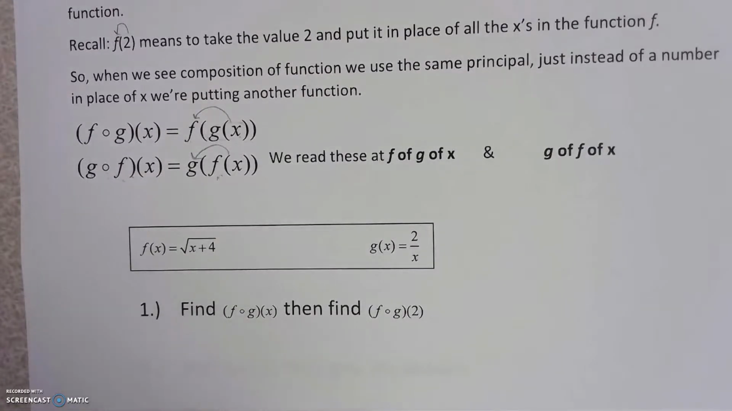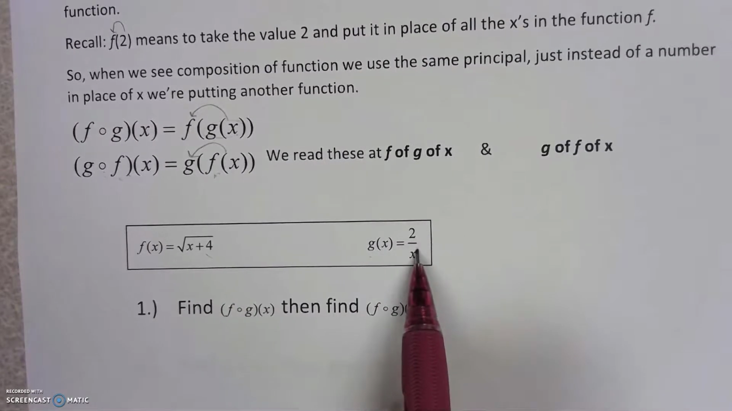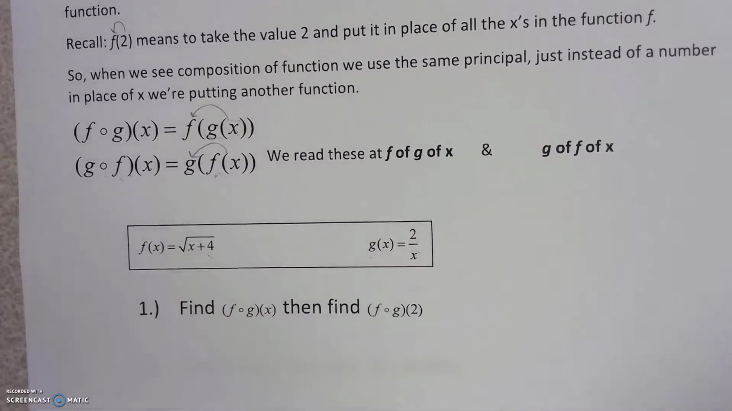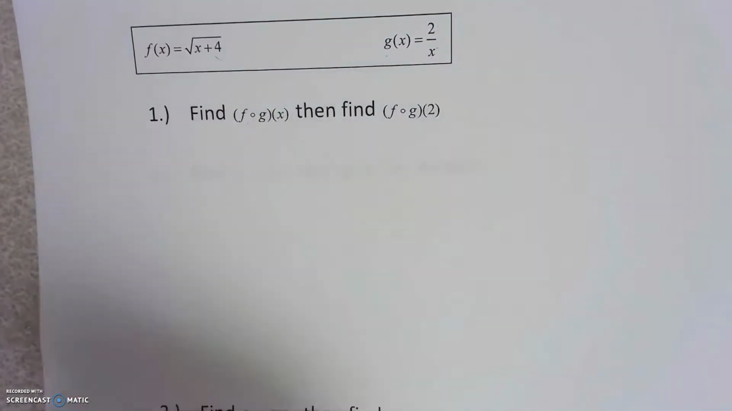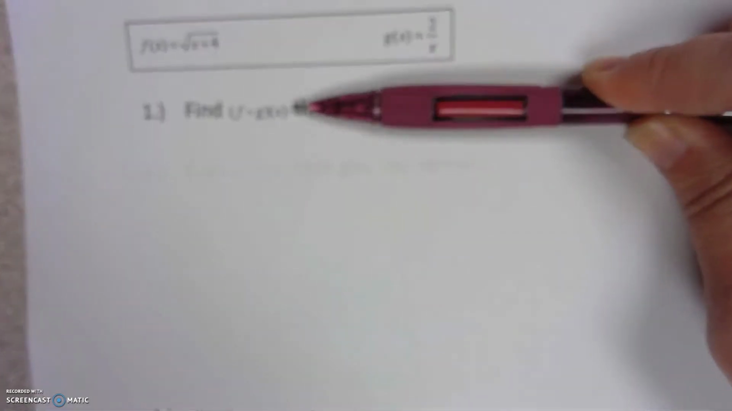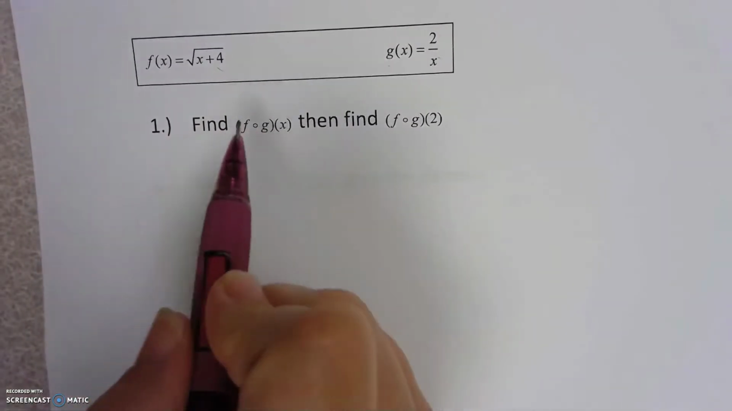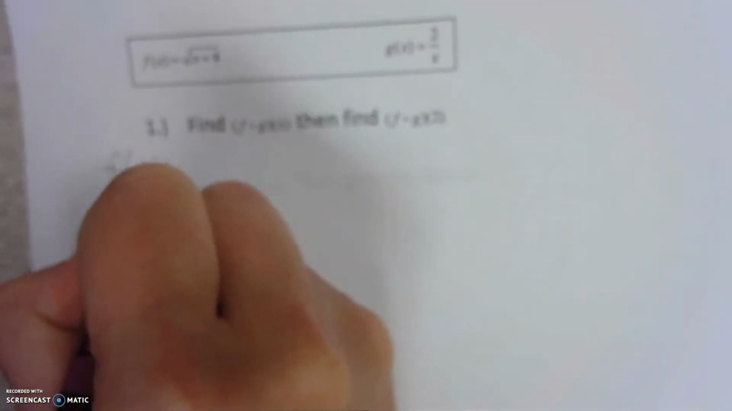So we're going to look at these two functions here, f of x, the square root of x plus 4, and g of x, which is 2 over x. I'm going to show you two ways that you may see it written. If you look at number 1, it says find f of g of x. So your problem may ask you to find just this portion of the problem, find f of g of x. I'm going to show you how to do that first. If I want to find f composite g of x, that means to find f of g of x.